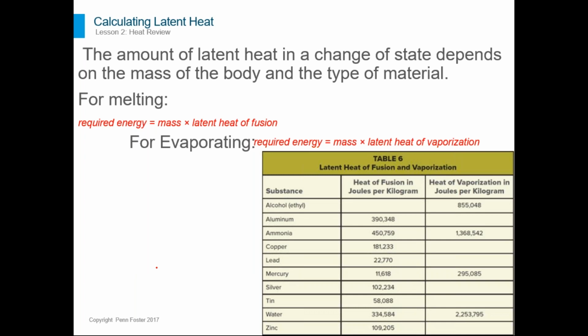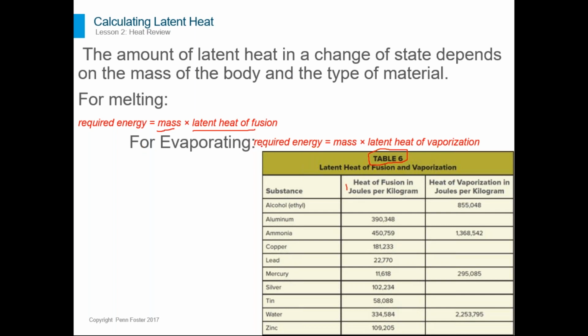Now, we can calculate how much latent heat there is, okay? How much energy needs to be added to make the stuff melt or boil. The amount of latent heat depends on the mass of the body and the type of material it is. So our formula is pretty simple. If we're talking about melting, you're taking the mass times the latent heat of fusion. And where do we get the latent heat of fusion? From table 6. So this is a table that has latent heat of fusion for several materials.